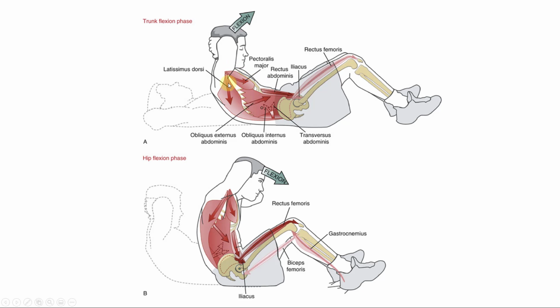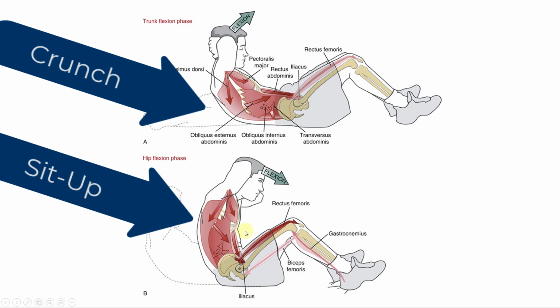So that's why you can see pec major, sometimes latissimus dorsi, only if the arms are above the head. You've moved the attachment above so that it can act as a flexor. You have obviously the obliques, all the abdominals, and then the rec fem and the psoas if needed to stabilize that pelvis. You can see here the hip flexion phase.